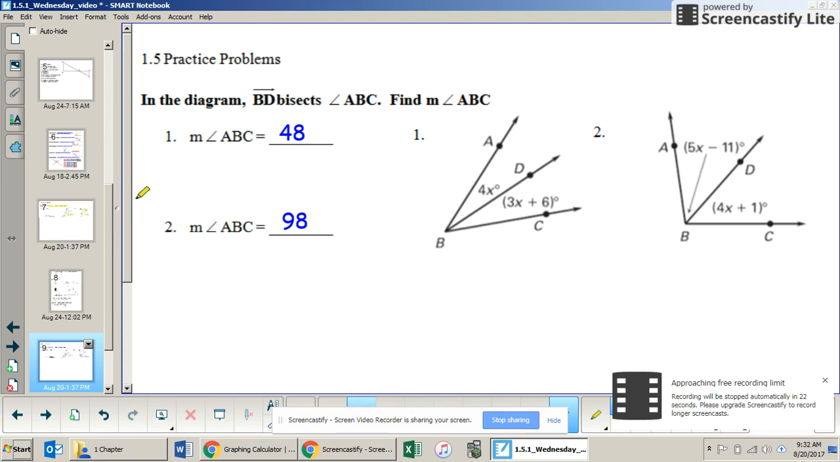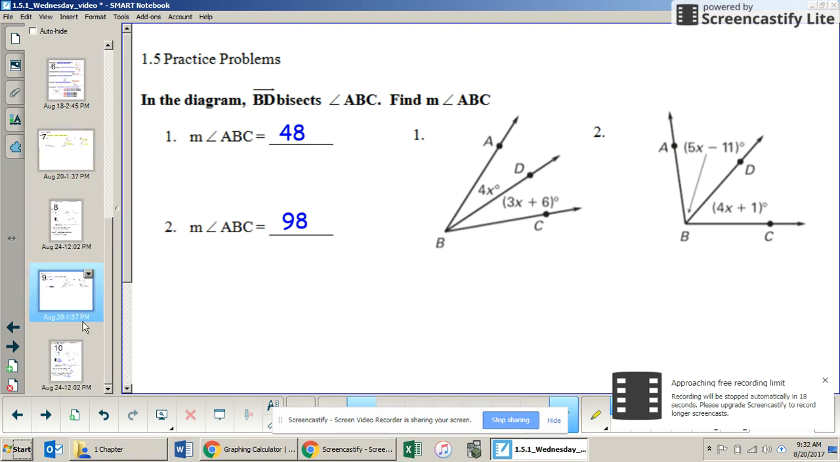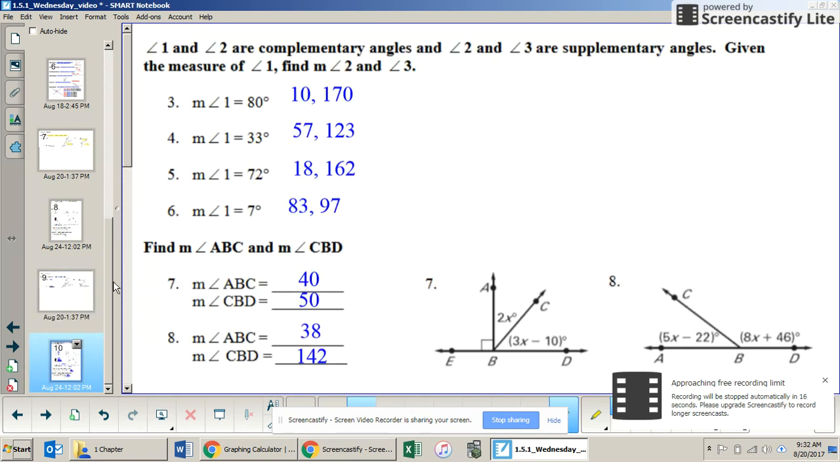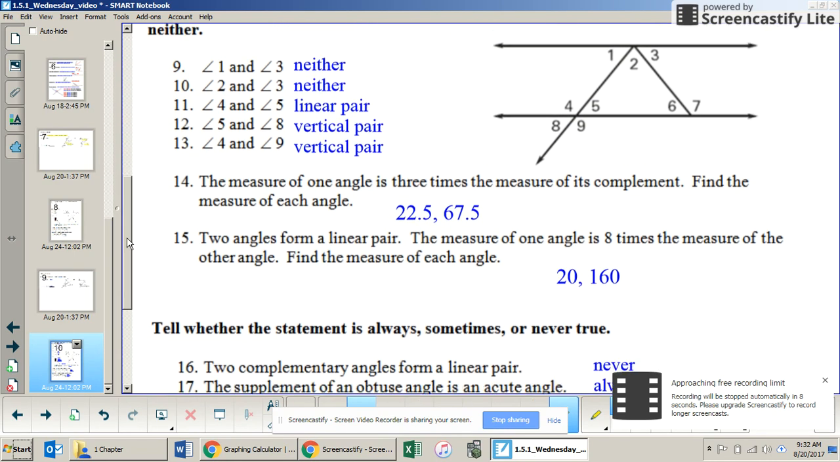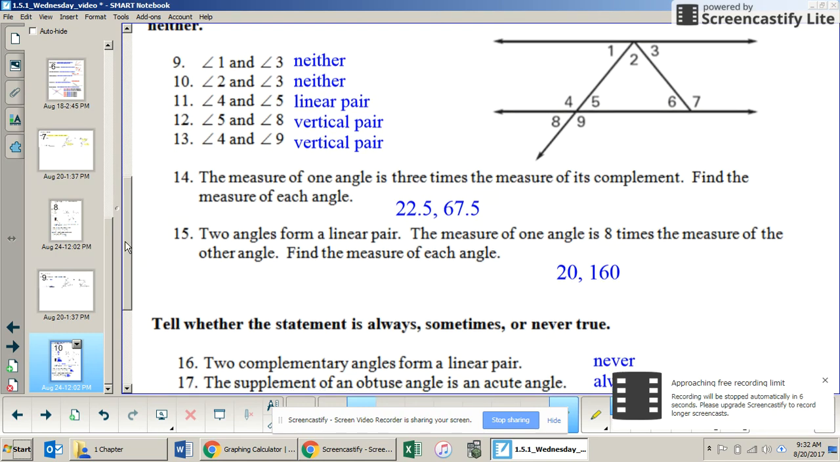Okay, here are the answers for the first two. And here are the answers from the top half of the second page. And here are the answers to the bottom half of the second page.